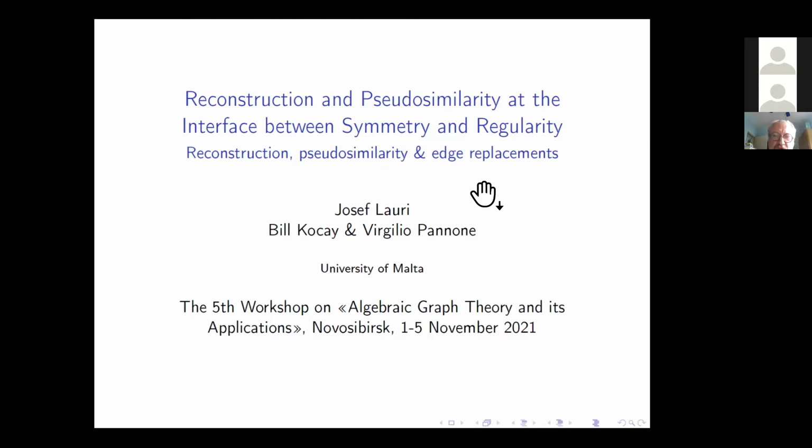Well, after all, if you have two isomorphic graphs on the same vertex set, an isomorphism between them involves replacing edges, taking them off and putting them where there are non-edges. And in reconstruction, for example, we do the opposite. In reconstruction, we ask how many of these edge replacements can we force on the graph G without it becoming isomorphic to the graph H. I will expand more on this, but this is the sort of point of view. This is what I mean by the interface between symmetry and regularity.